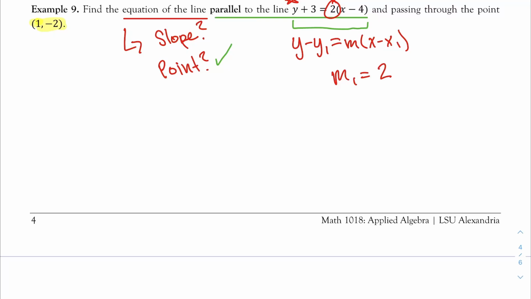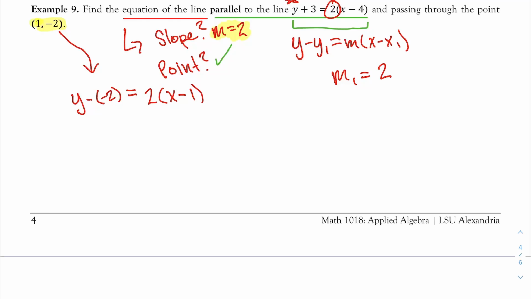Since I know the slope of my old line is 2, and I want my new line to be parallel, that means I should use a slope of 2 as well. I'm going to highlight that to show that it's important. So I have a slope and I have a point. Now I just use point-slope form, and actually I already have it written up here. We have y minus my y1 value, in this case minus -2, is equal to my slope 2 times x minus x1, or in this case minus 1.